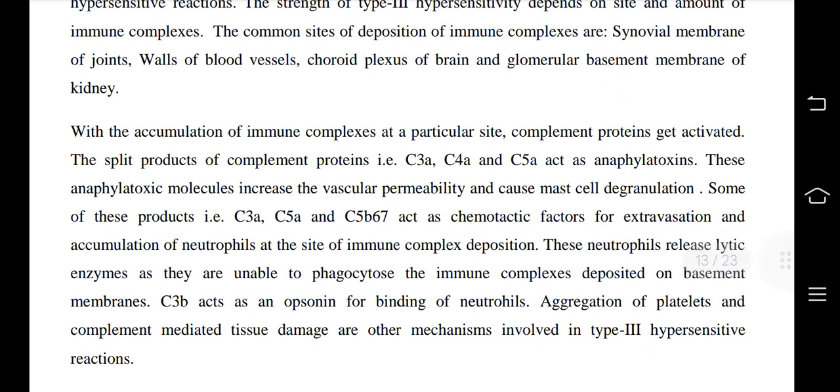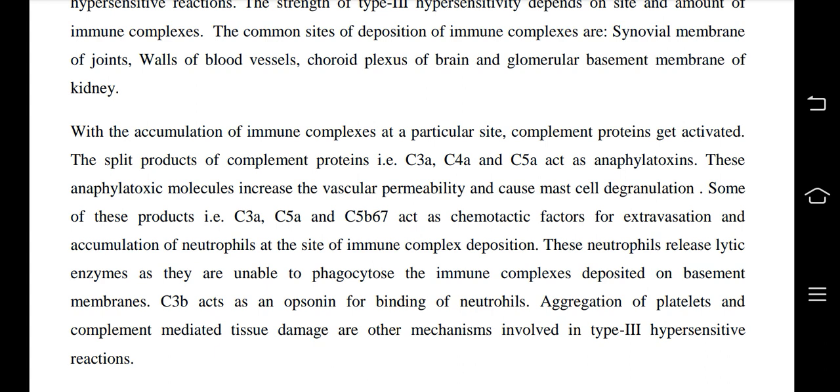With the accumulation of immune complexes at a particular site, complement proteins get activated. The split products of complement proteins like C3a, C4a and C5a act as anaphylatoxins. These anaphylatoxic molecules increase the vascular permeability and cause mast cell degranulation. Some of these products like C3a, C5a and C5b67 act as chemotactic factors for extravasation and accumulation of neutrophils at the site of immune complex deposition.